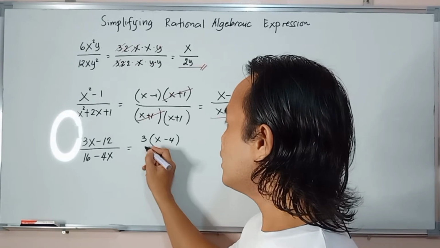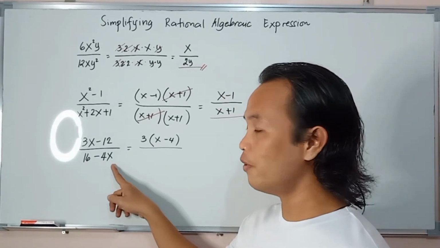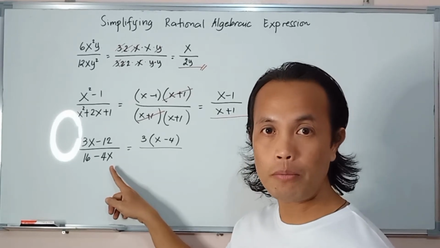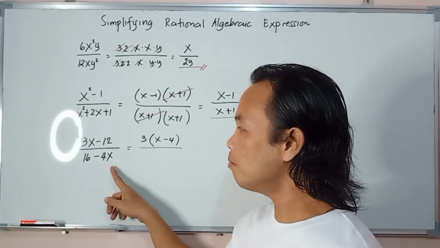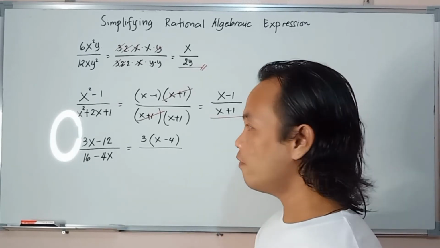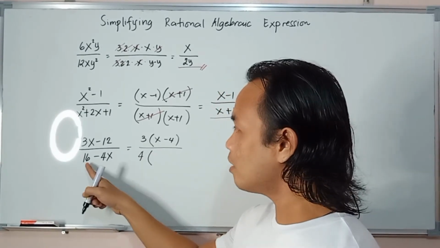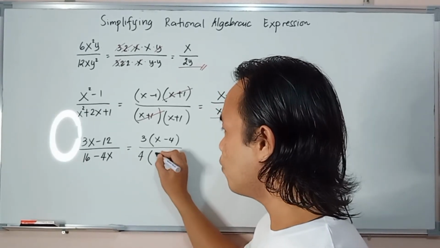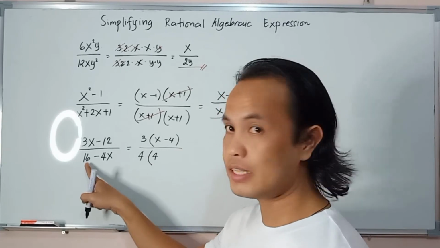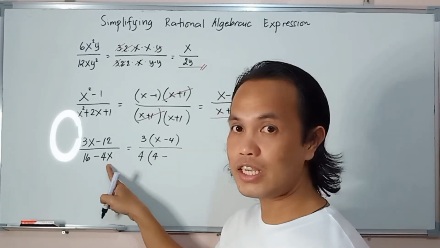While in the denominator, we can factor out 16 minus 4x. Again, we use the common monomial factor. The common monomial factor between these two terms is 4. So we factor out 4 times what remains for 16 shall be 4 because 4 times 4 is 16. Then we copy minus. Then what remains for 4x shall be x.